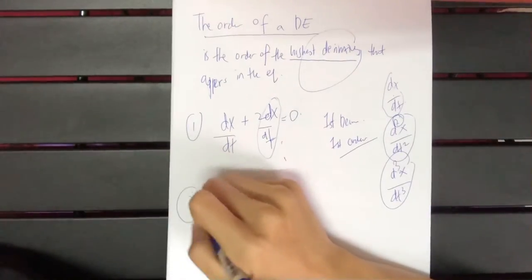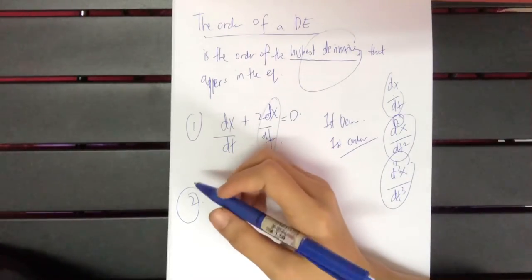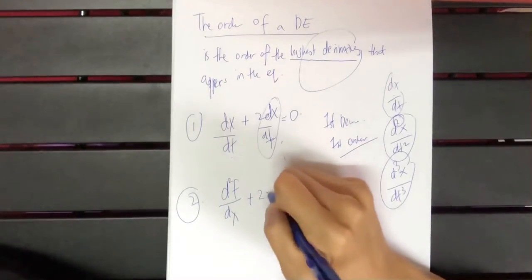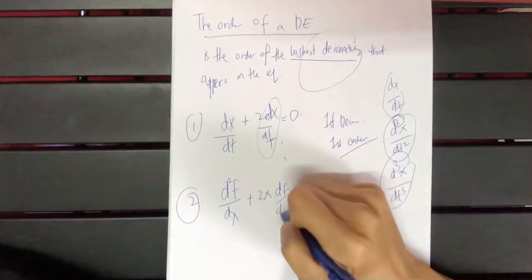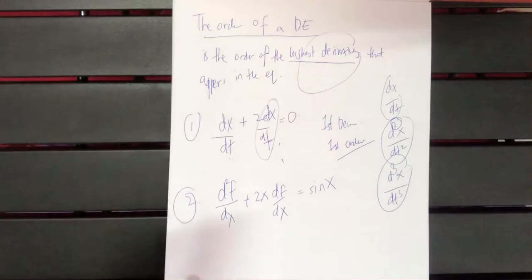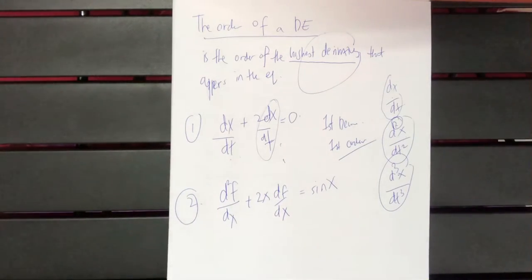Okay, so now we go to the second one. Let's say you have d²f/dx² plus 2x df/dx equals sin x. Actually, the order has nothing to do with dependent and independent variables, but I just want to recall what we have learned before. So f is a dependent variable and x is an independent variable. There is only one independent variable here, so it's an ODE.